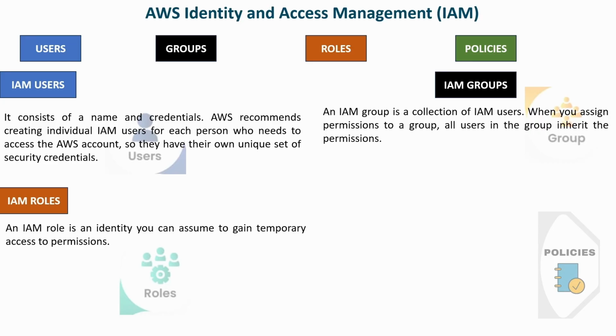For example, an employee might need to work as a barista in the morning and a cashier in the afternoon. When someone assumes an IAM role, they abandon all previous permissions they had under a previous role and assume the permissions of the new role.